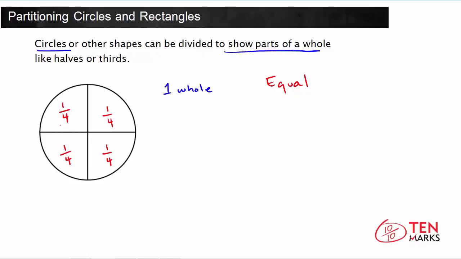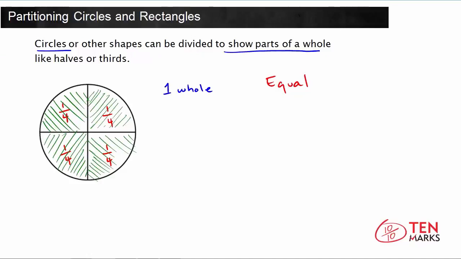or 4 of these sections, you have one whole. And I will fill in exactly what the whole represents. So now I've shaded in all 4 parts, and that represents the whole circle, or 4/4.